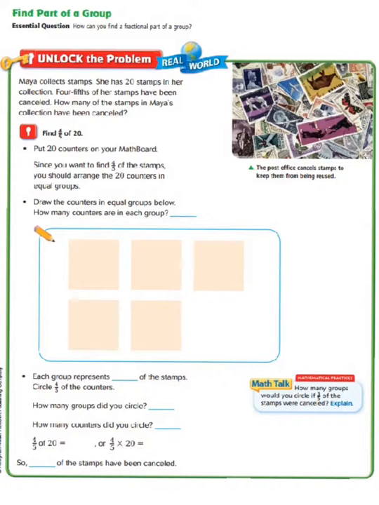So we know the very first thing that we need to do is go back and look for our keywords in our word problem. So the question is, how many of the stamps in Maya's collection have been canceled? We need to underline that. Now let's look at some other keywords and key numbers. It says that she has 20 stamps in her collection and that 4/5 of her stamps have been canceled. And then our question is, how many of the stamps in Maya's collection have been canceled?